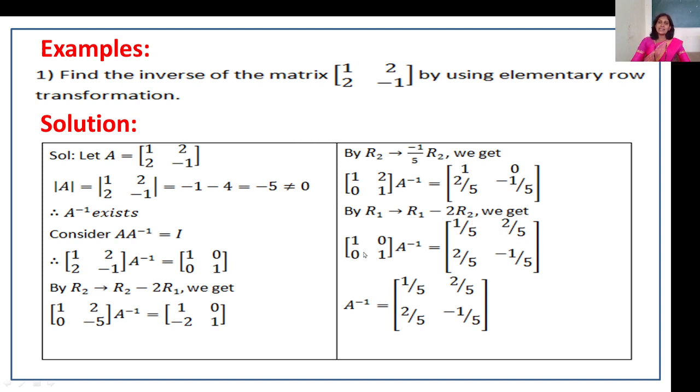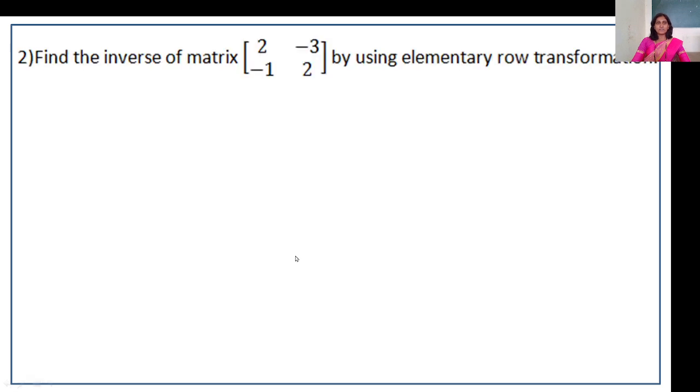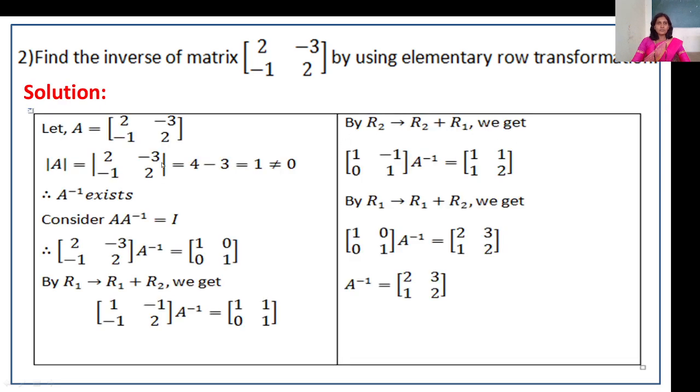Now this is an identity matrix. If we multiply the identity matrix to any other matrix, we get that matrix as it is. So A inverse is equal to this matrix. This is our first example. Next, second example: find the inverse of the matrix [2 -3; -1 2] by using elementary row transformation. Its solution: consider this matrix A.